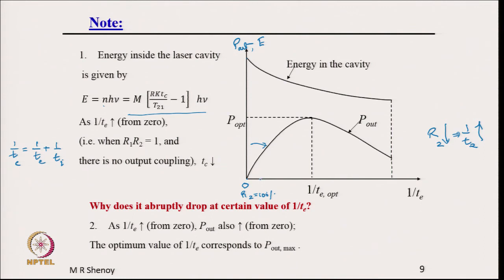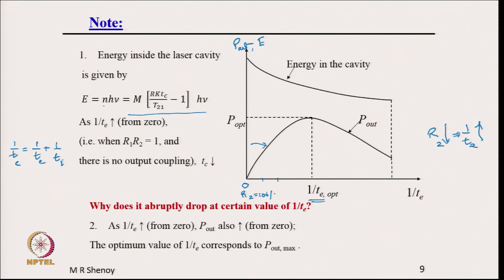If R_2 is 100%, then nothing comes out; R_2 at 90% means 10% of the power is coming out, 80% means 20% of the power is coming out. So, the output power continuously increases. However, after some time, as R_2 decreases further, the loss in the resonator becomes so high that the energy buildup continuously drops, and after some time the fractional power will start coming down, because it is a fraction of a smaller quantity. That is why this starts coming down and we have an optimum value of reflectivity or 1/T_e.